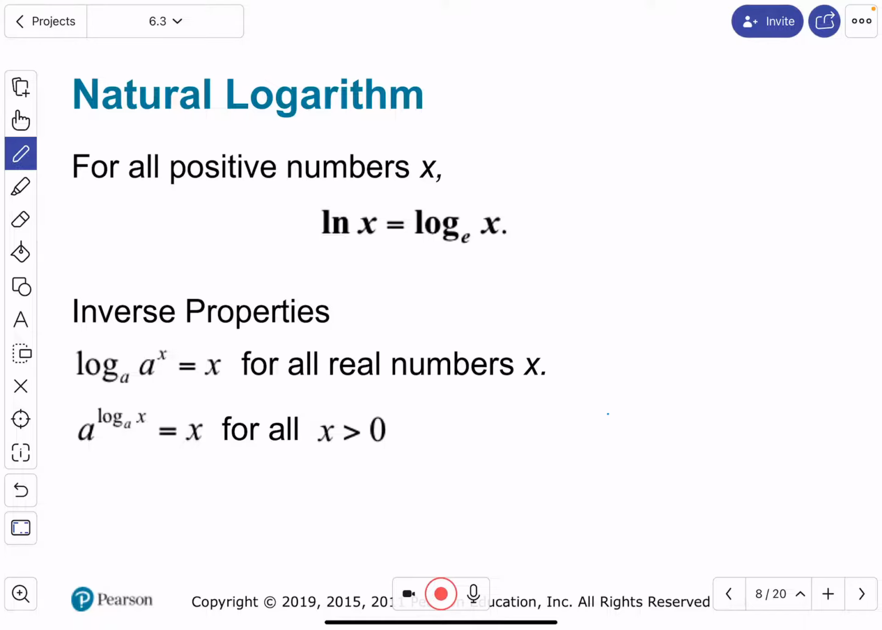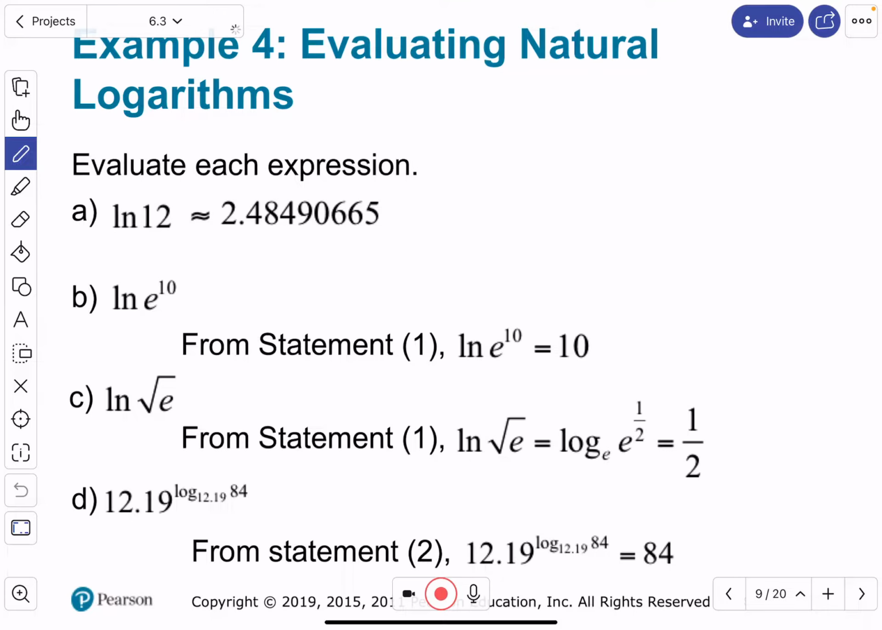ln is called the natural log. It's the same as saying log base e. Remember we talked about e with the interest? So instead of writing base e, they write ln. So one inverse property here is if your base is the same for the log and the exponent, they cancel out, and then that exponent is just your answer. We'll get into that in a little bit.